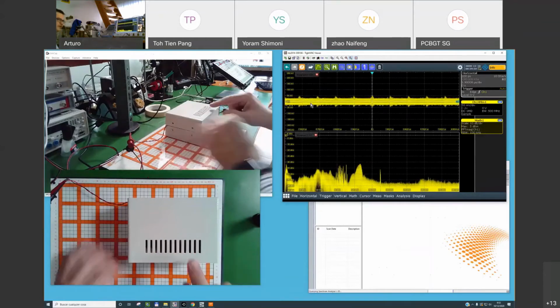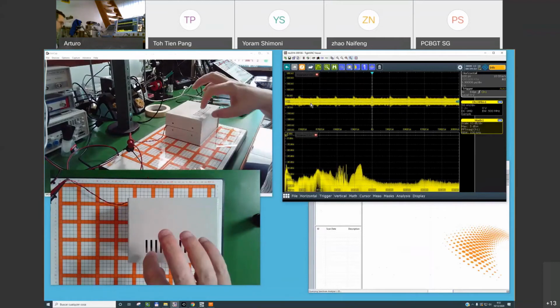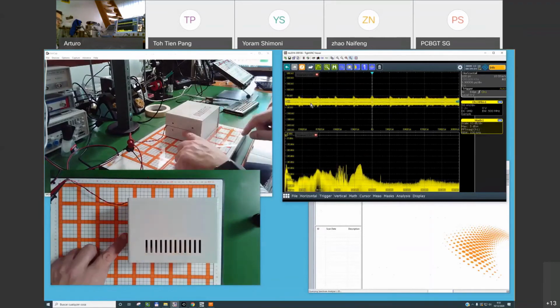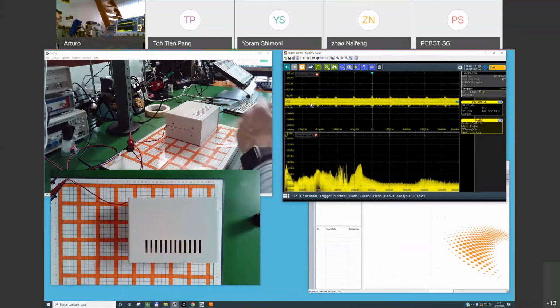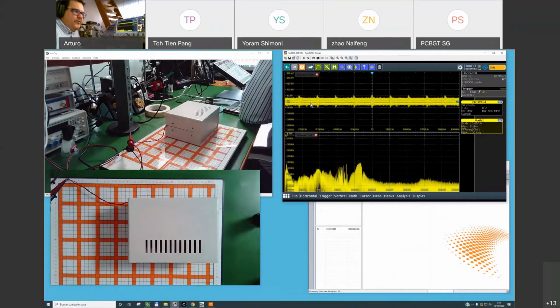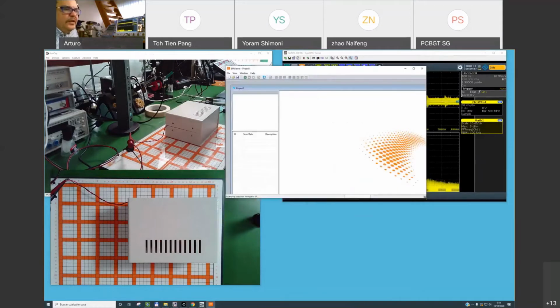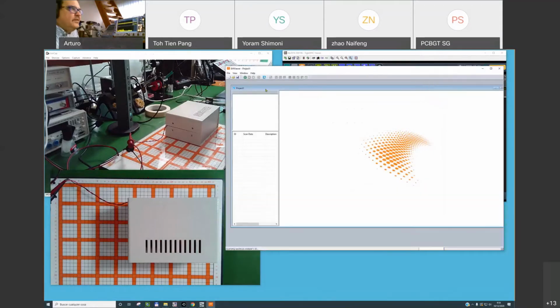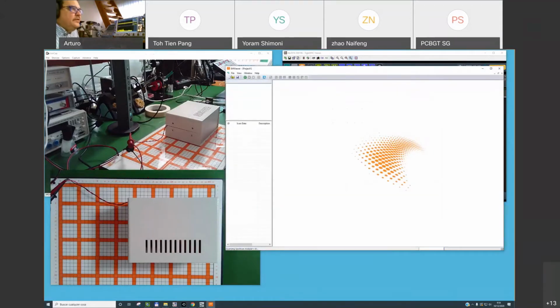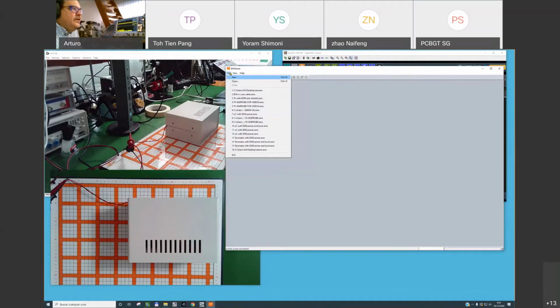If you want to scan this area, you can rotate the product, or if we want to scan this area, we can rotate the product 90 degrees, and we will be able to scan the 6 faces of your design. So let's go to the EM viewer. We open here, and the first thing to do is to create a new project.